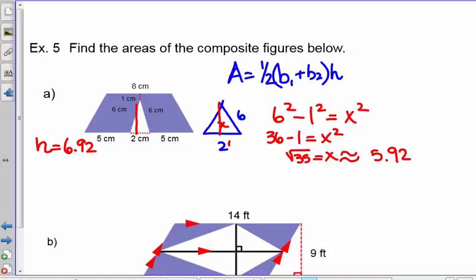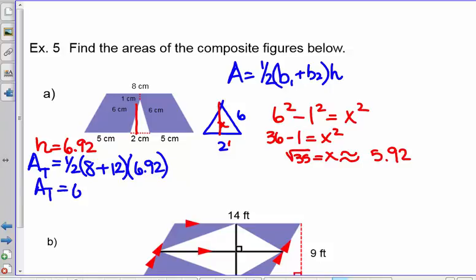Okay. So I'm going to find the area of the trapezoid, and from it I'm going to subtract the area of this triangle. So the area of the trapezoid, I'll let a little t equals 1/2 times b1 is 8 plus b2, which is 12, times the height, which is actually 6.92. So half of 20 is 10. So my area of my trapezoid equals 69.2 centimeters squared.